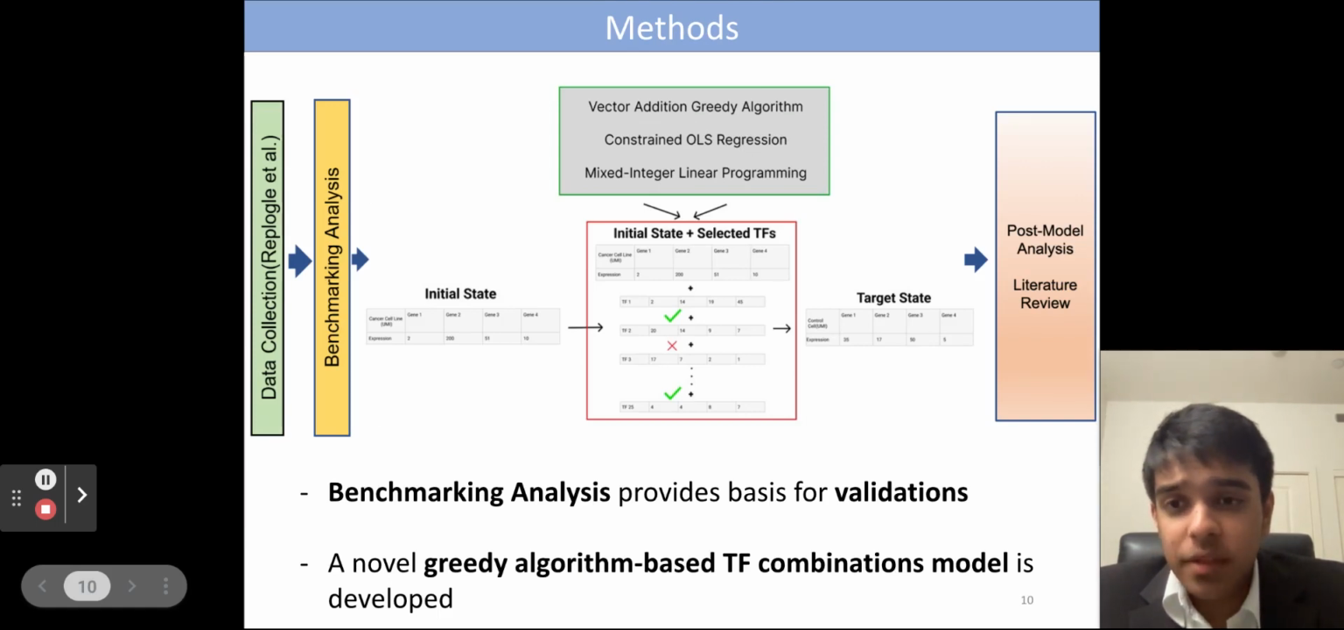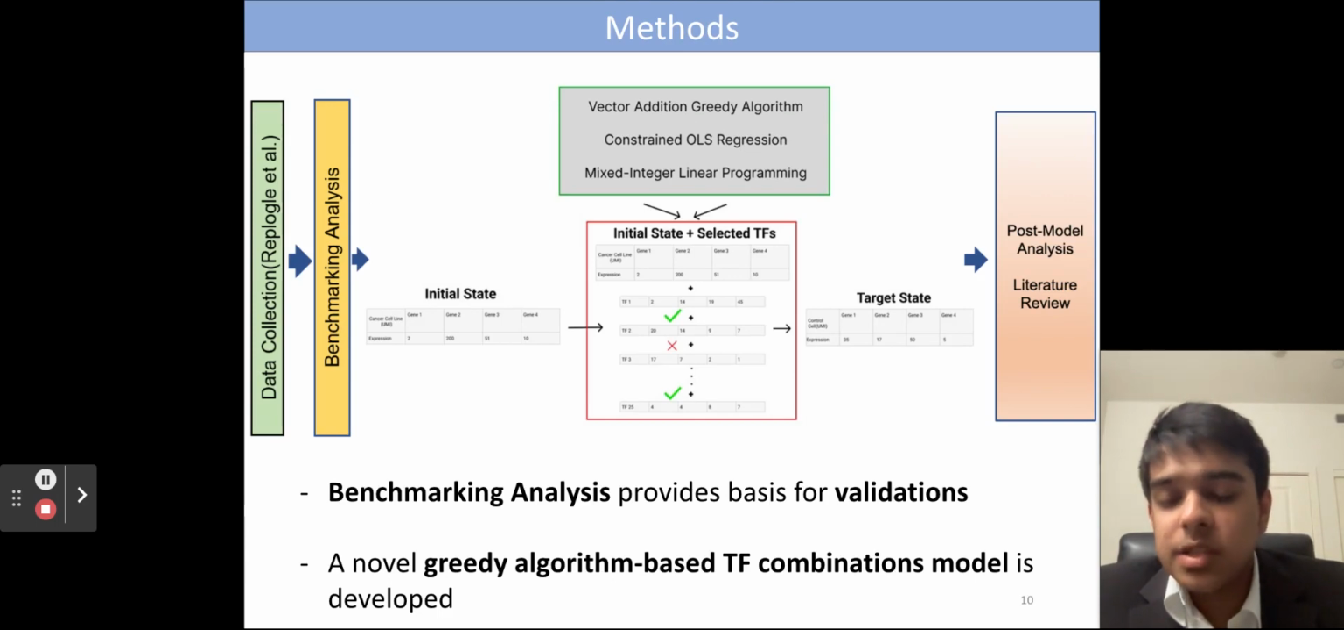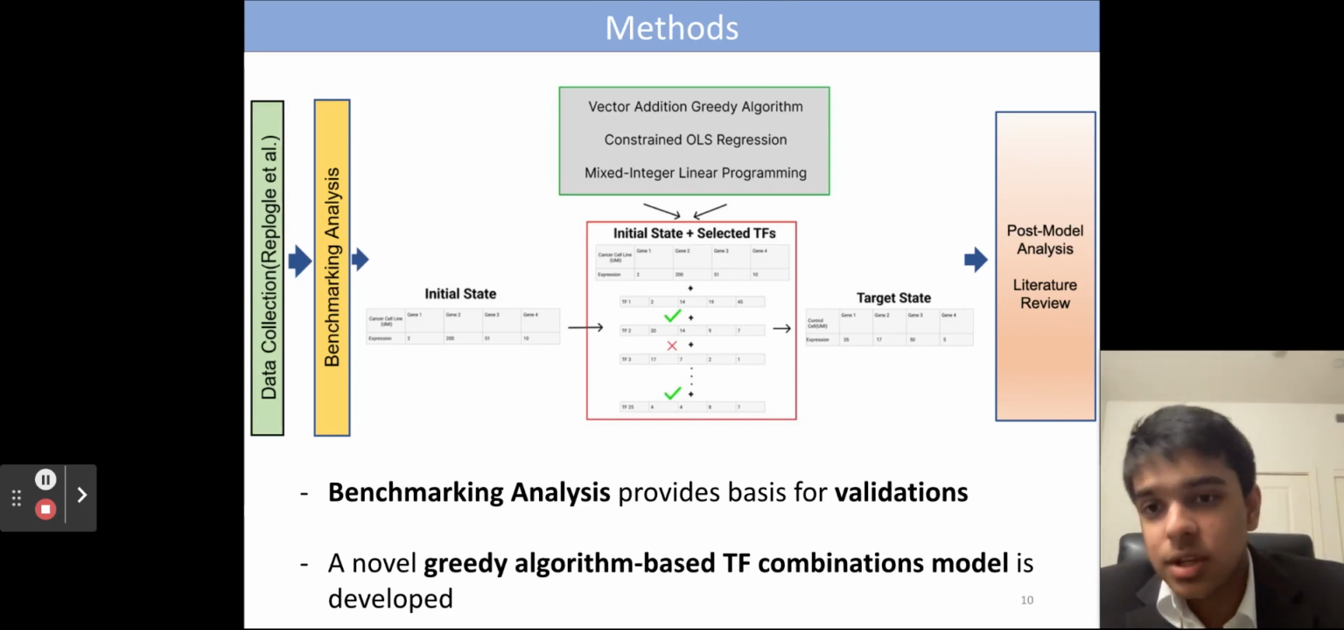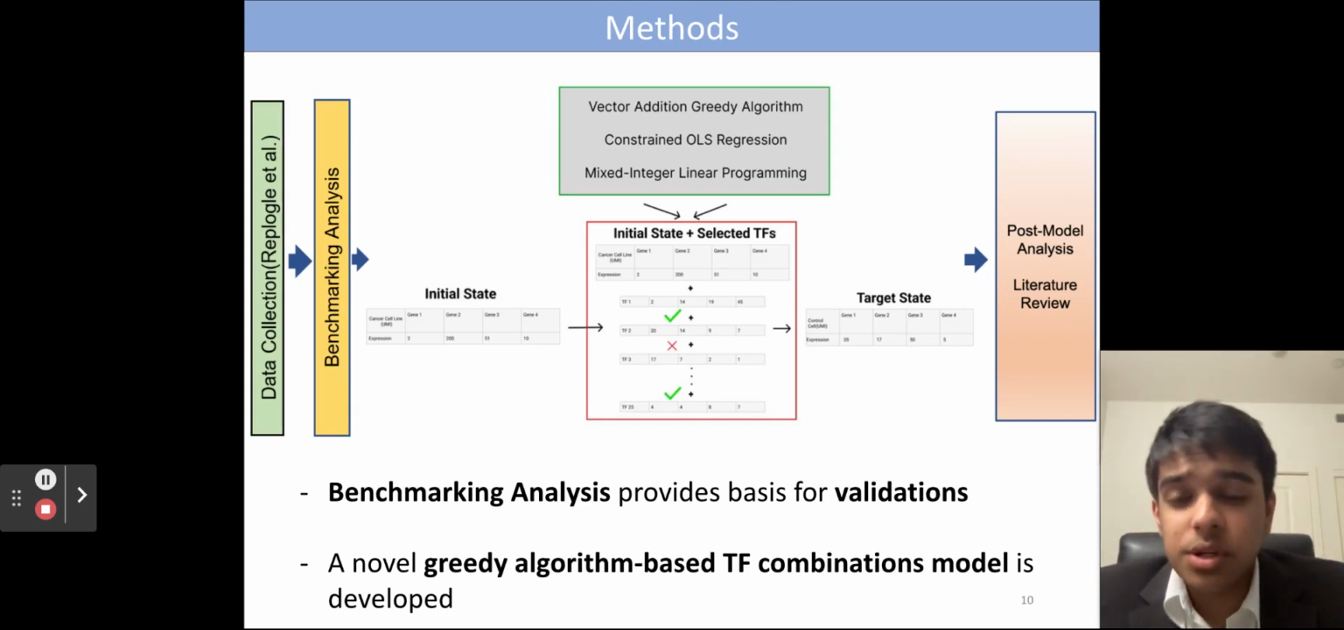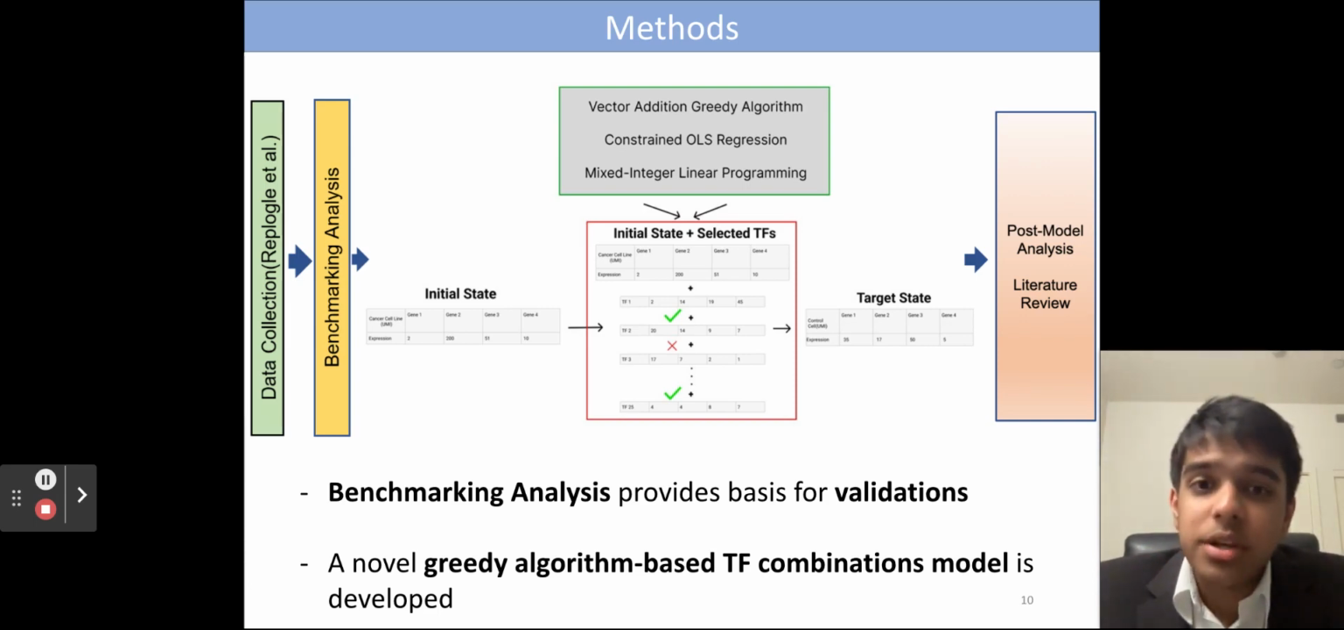So, what were the methods? After the data collection was done, we did a benchmarking analysis because we needed a basis for validation, since the novelty of our research meant that there weren't direct models for our models to be compared with. So, we used past research and statistical analyses to develop our own benchmarks in order to do comparisons.